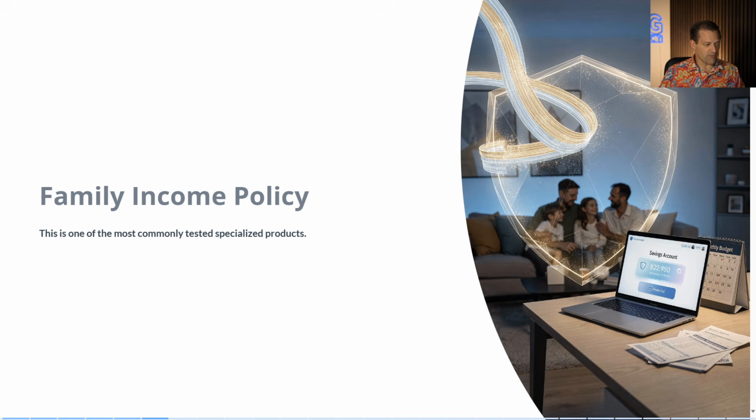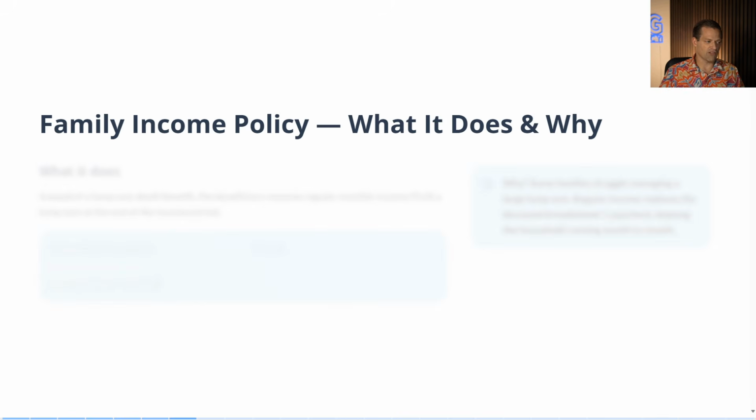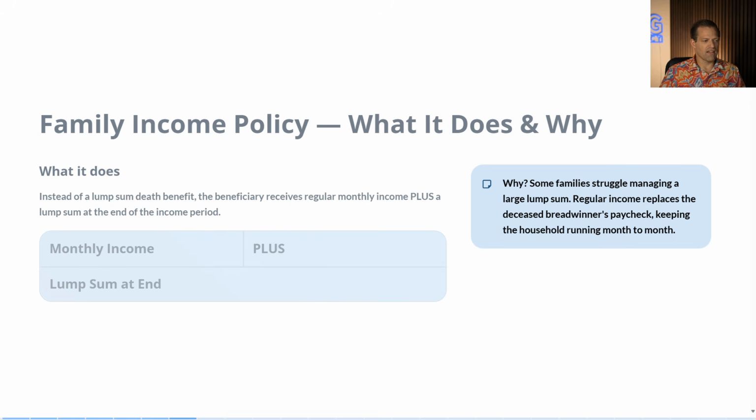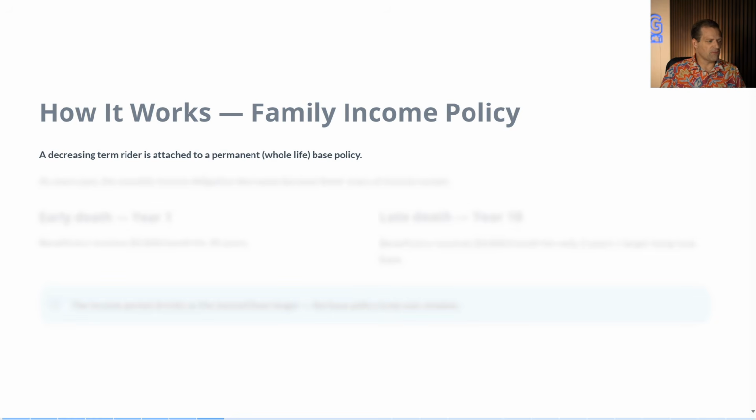Now there's a family income policy, and this one is one of the most commonly tested specialized products, so it pays to understand how it works. Instead of a lump sum death benefit, the beneficiary receives regular monthly income plus a lump sum at the end of the income period. Some families struggle managing a large lump sum, and regular income replaces the deceased breadwinner's paycheck, keeping the household running month to month.